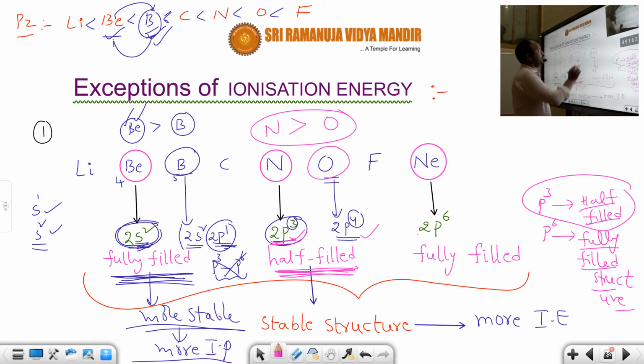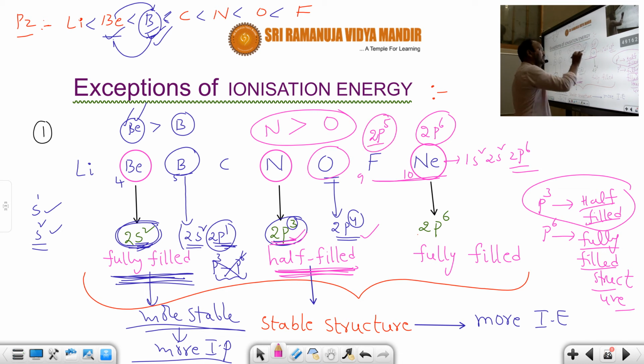And if you take fluorine and neon, in the valence shell of fluorine there will be 2p5. Neon, what will be there? 2p6, because fluorine has atomic number 9 and neon has atomic number 10. In the case of fluorine, what is the electronic configuration? 1s2 2s2 2p5. In the case of neon? 1s2 2s2 2p6. The last orbital is 2p6 in neon.